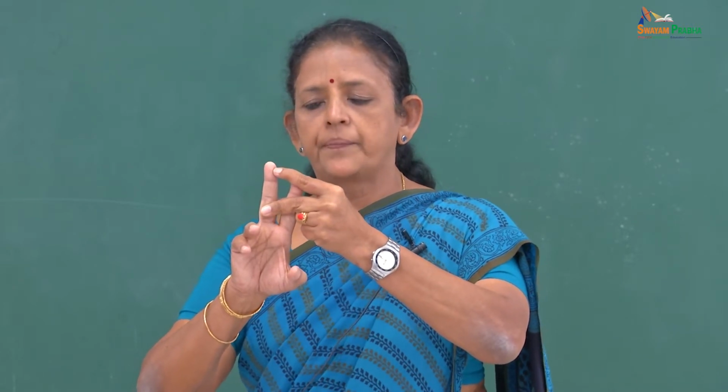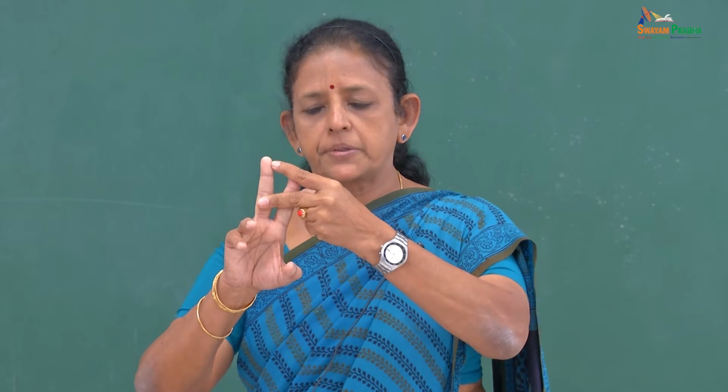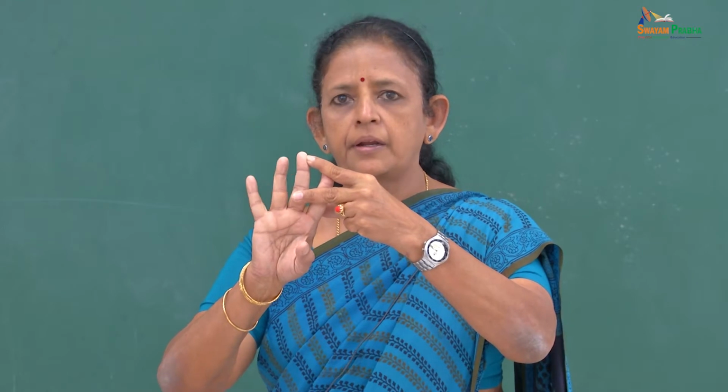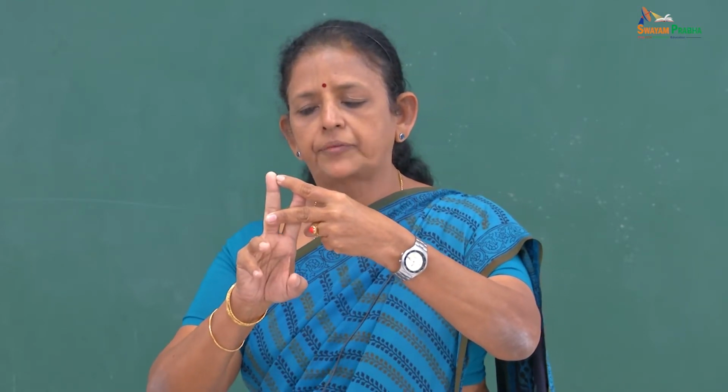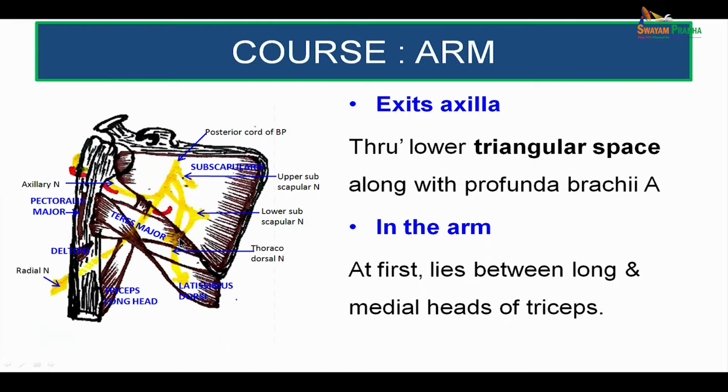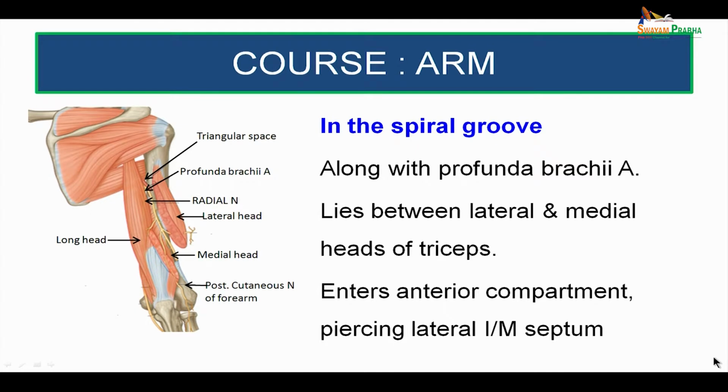It is bounded above by the teres major muscle, medially by the long head of triceps and laterally by the shaft of the humerus. It is into this space that the radial nerve emerges along with the profunda brachii artery. At this juncture, it lies between the long head and medial head of the triceps. Having entered into the arm, it then proceeds along the spiral groove of the humerus where it lies in close contact to the bone and passes laterally.